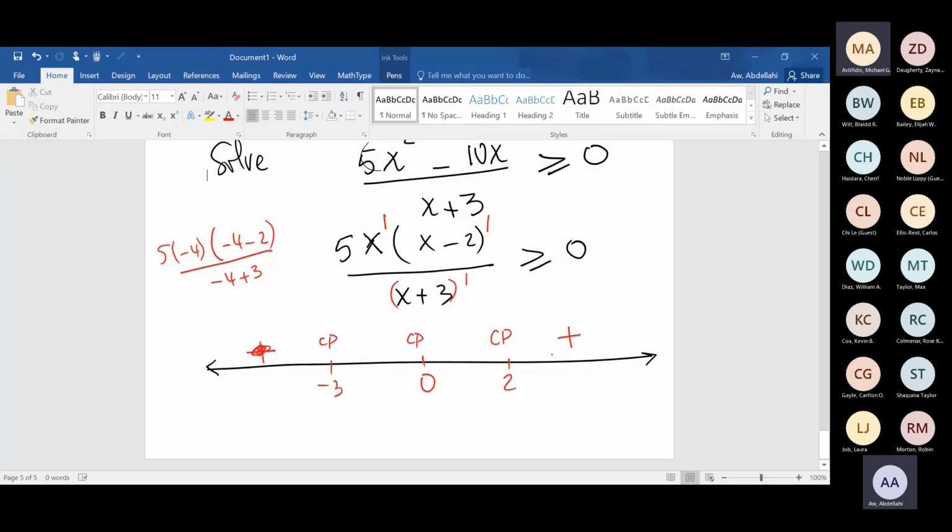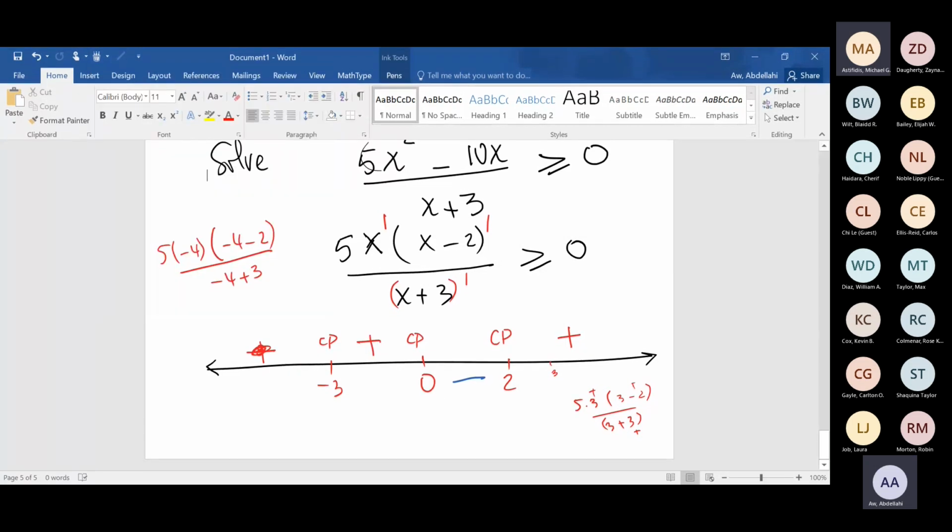The plus is here, right? When you test 3, for instance, we have 5 times (3 minus 2) times (3 plus 3). Everybody will be positive, positive, positive, positive. That is a plus. Because everybody is a cross point, we don't need to test again. It's going to be a minus. It's going to be a plus.